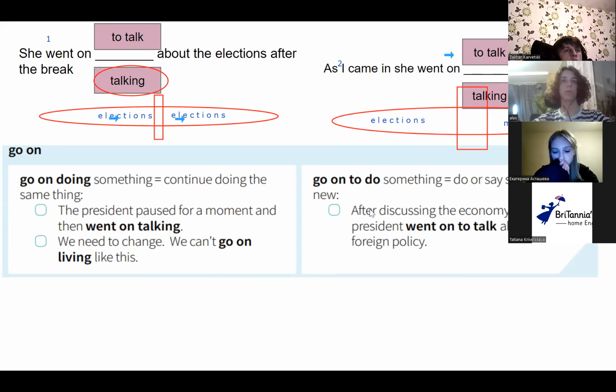The go on to do. After discussing the economy, the president went on to talk about foreign policy.